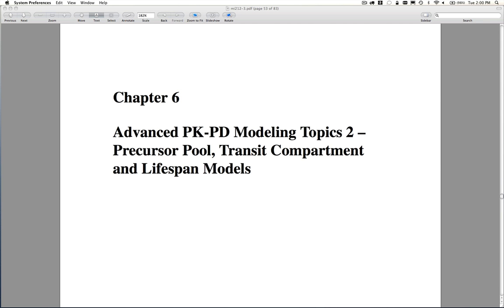Today we will be going through Chapter 6, the Advanced PK/PD Modeling Topics, Session 2. We'll be reviewing precursor pool models, transit compartment models, and lifespan models.